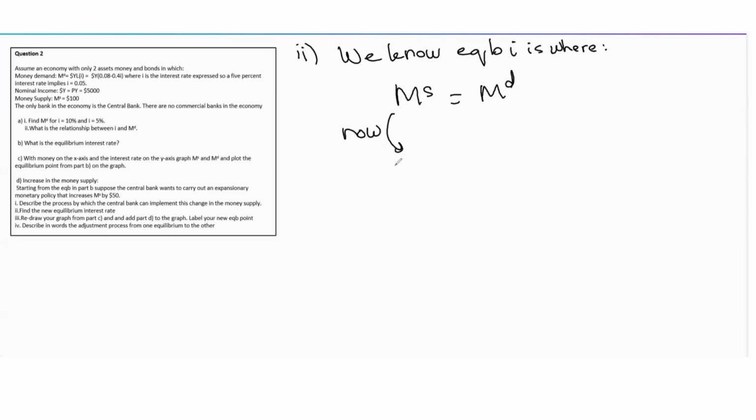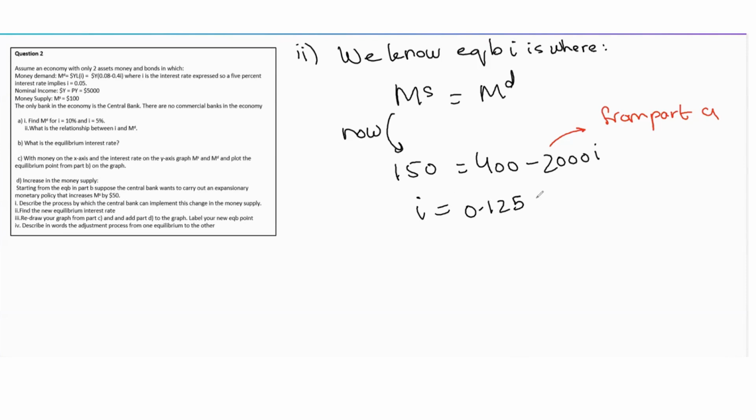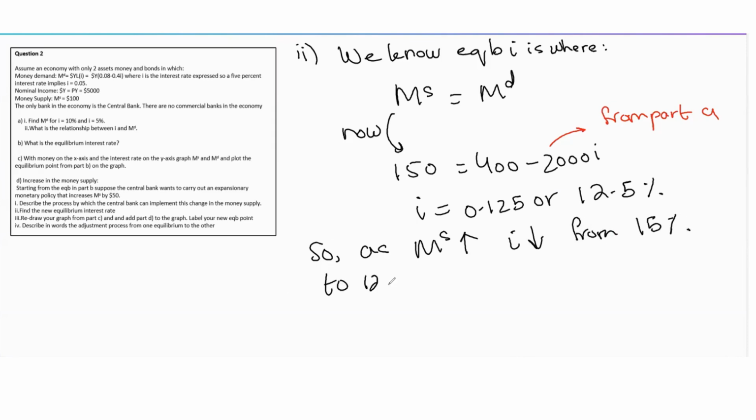Now, MS is now 150. Initially, it was 100, and MD is 400 minus 2000I. And this was actually from part A. We simplified the money demand function in part A, so we'll be using that. So from here, I is just basically 0.125 or 12.5%. So as money supply increases, I decreases from 15%, which we found in part B, to 12.5%. So increase in money supply causes interest rate to go down. And this was from part B.